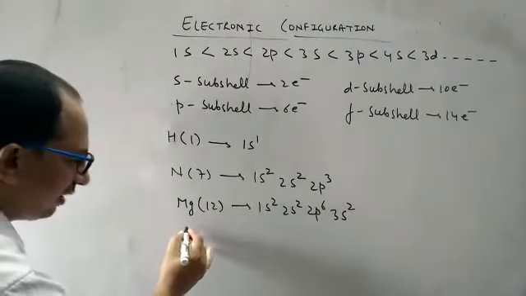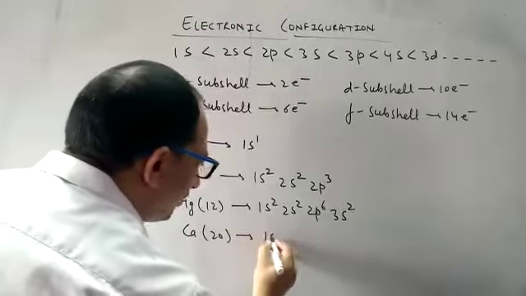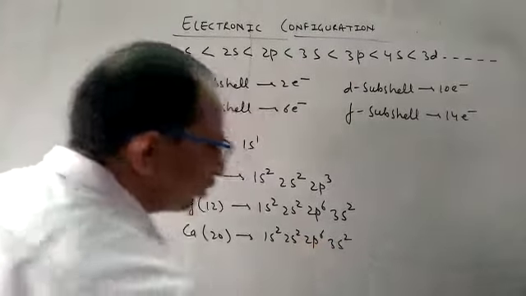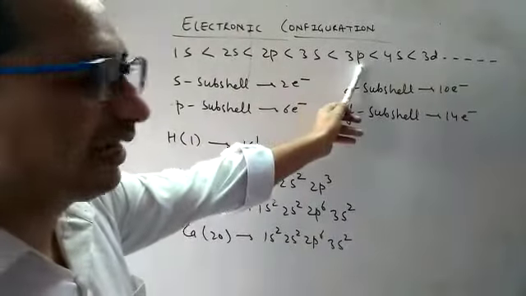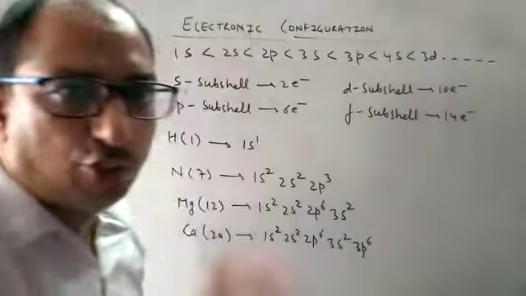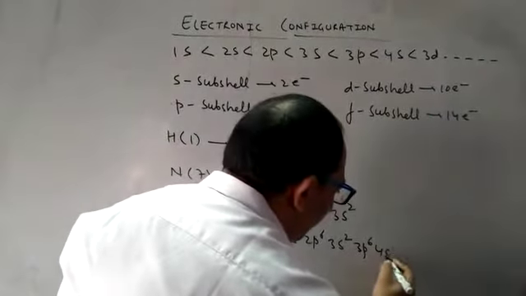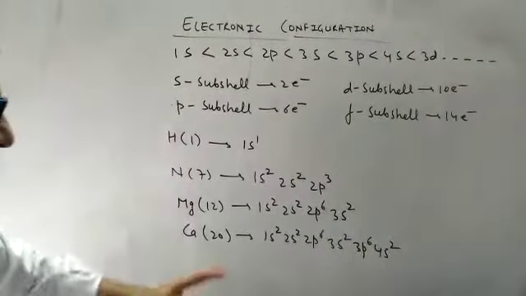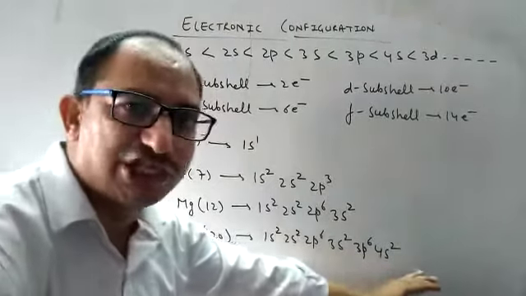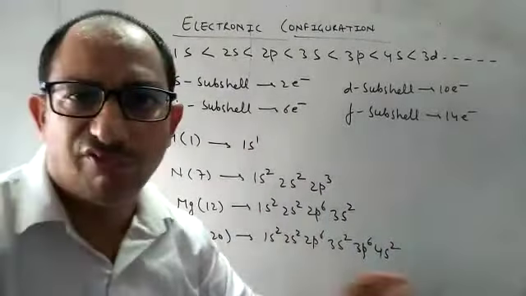Similarly, if we say calcium, atomic number 20, the configuration becomes 1s2, 2s2, 2p6, 3s2. Now the higher energy orbital is 3p, 3p6. Still 2 electrons remaining, so use the 4s orbital and it becomes 4s2. So calcium becomes 1s2, 2s2, 2p6, 3s2, 3p6 and 4s2. So this is the simplest way of writing configuration.